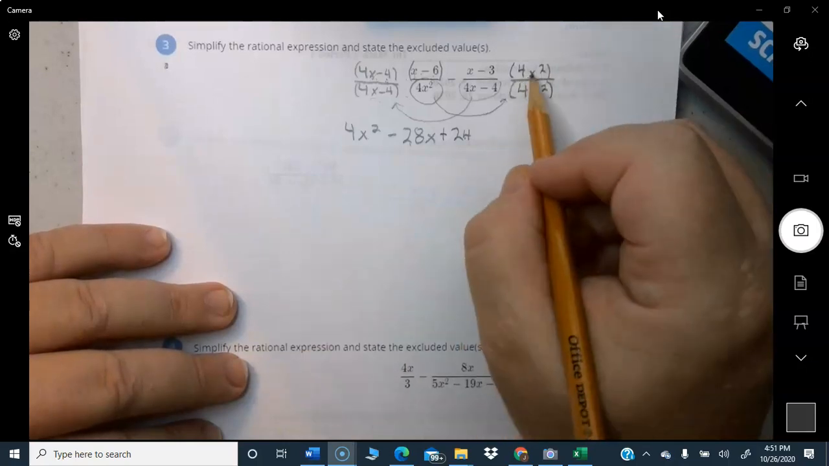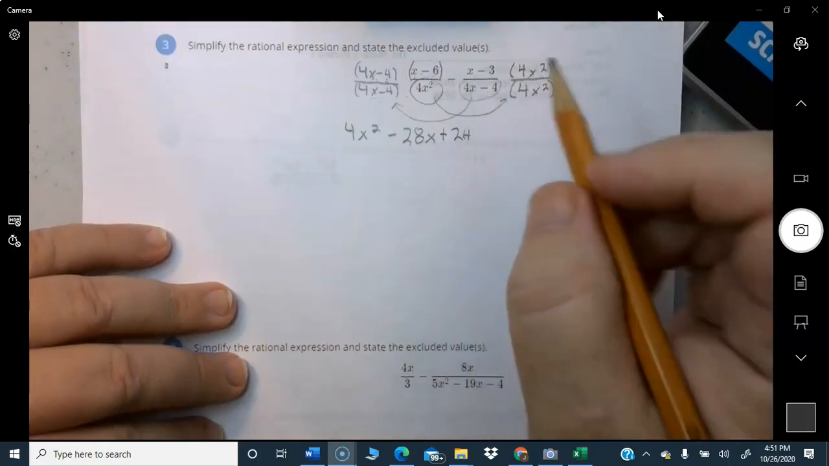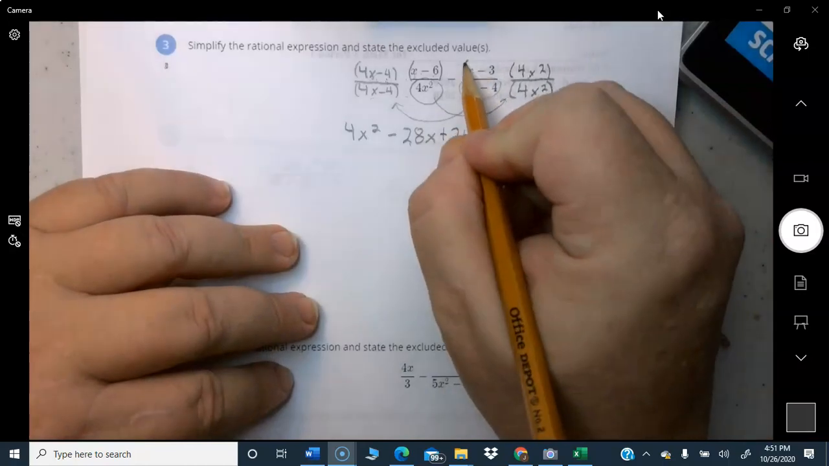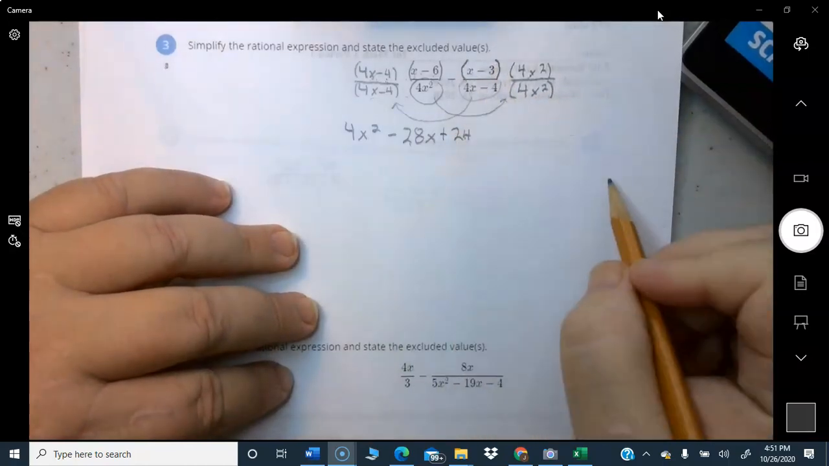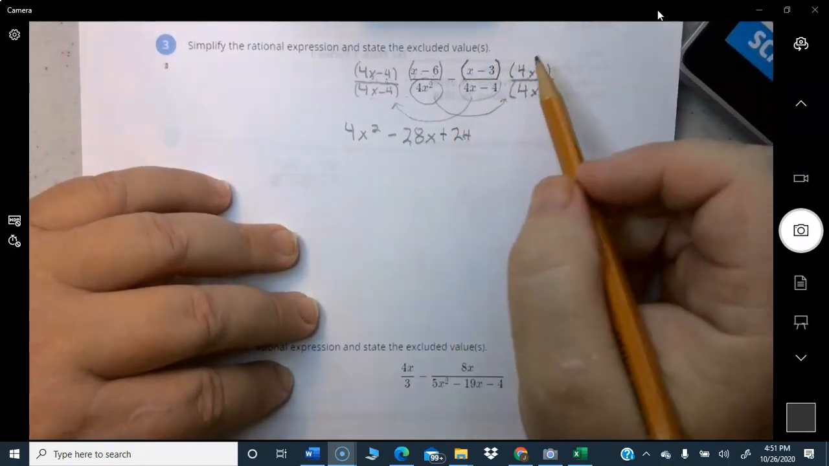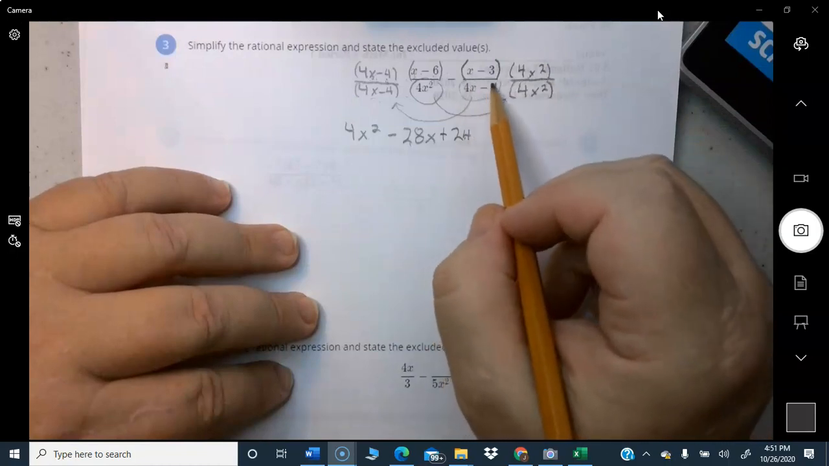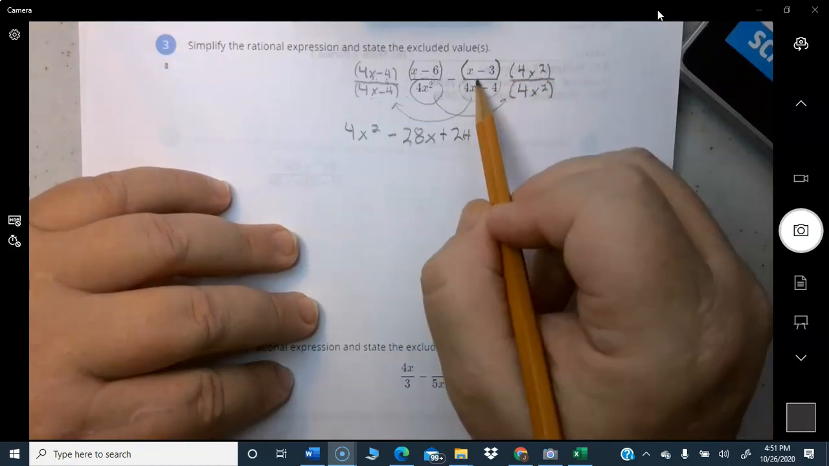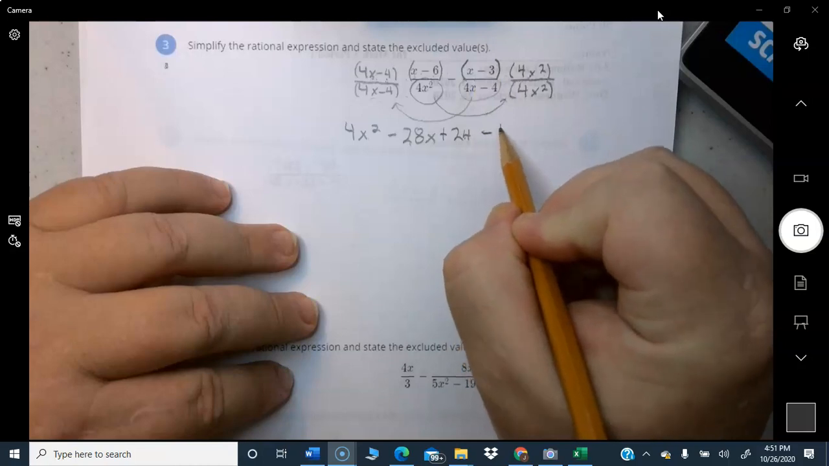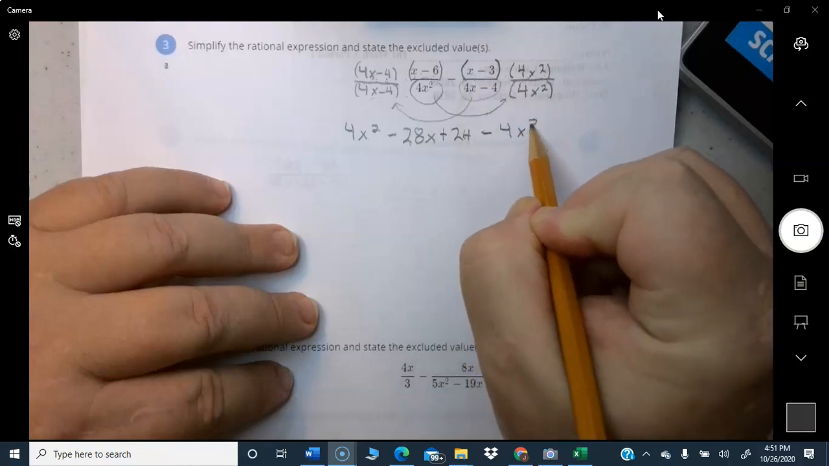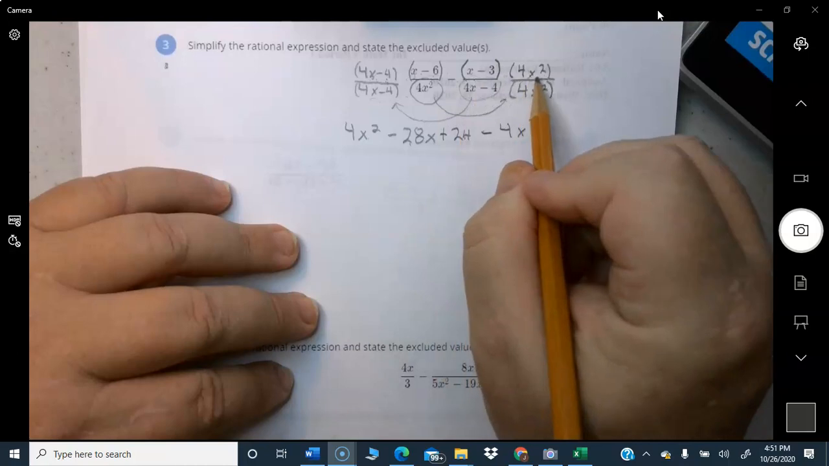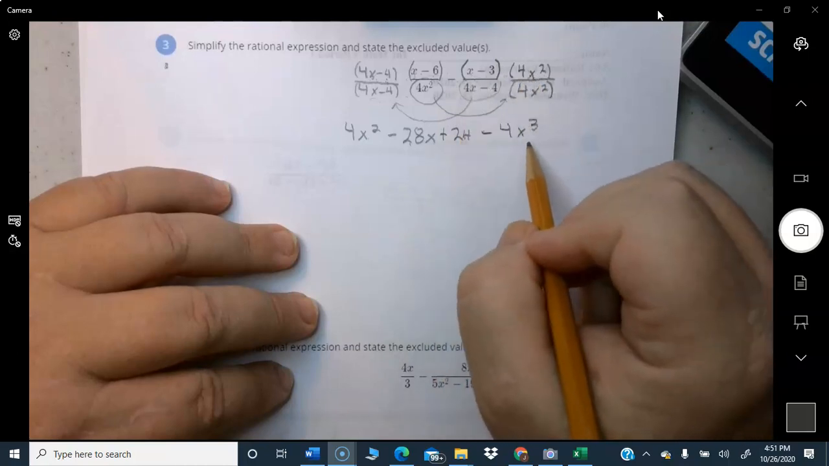Now let's do this over here. 4x squared times x. Now, you've got to be careful. There's a negative sign here, so it's good to put parentheses around that. I'm going to get rid of the parentheses as I do this. Negative 4x squared times x is negative 4x to the third. There's the negative sign. And 4x squared times x is 4x to the third.